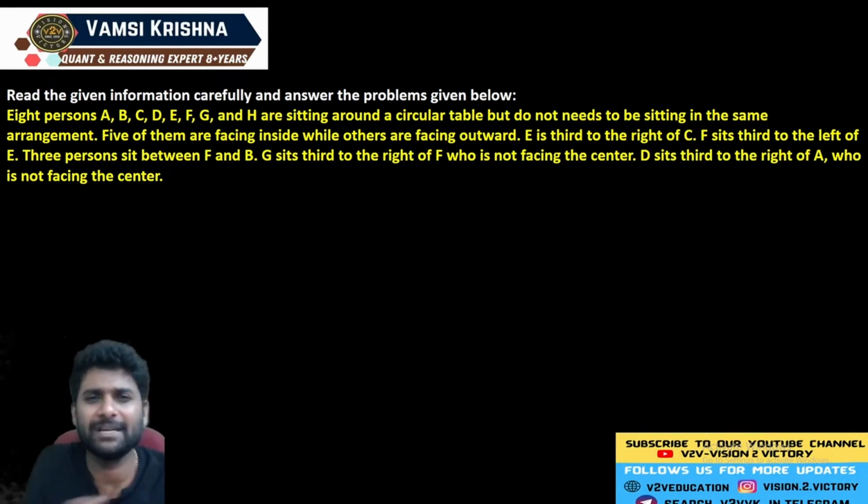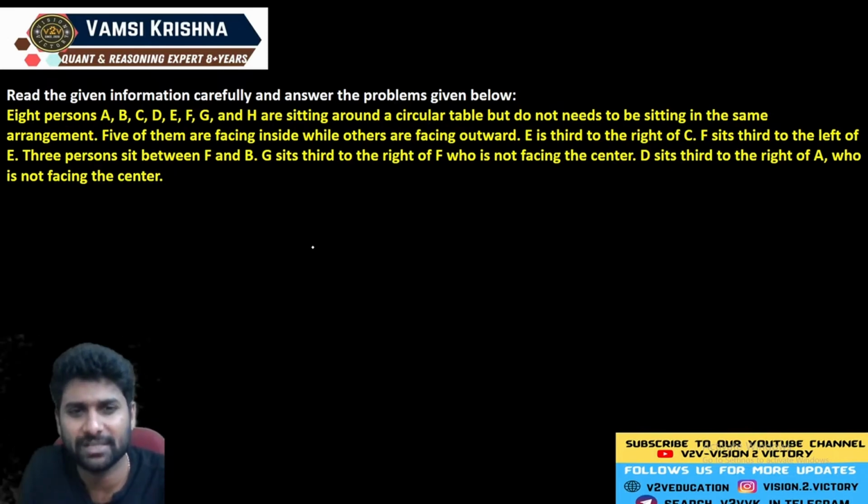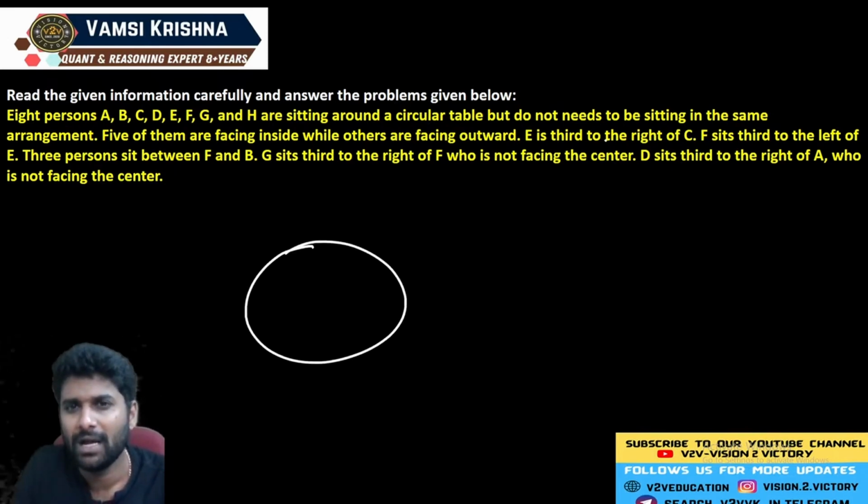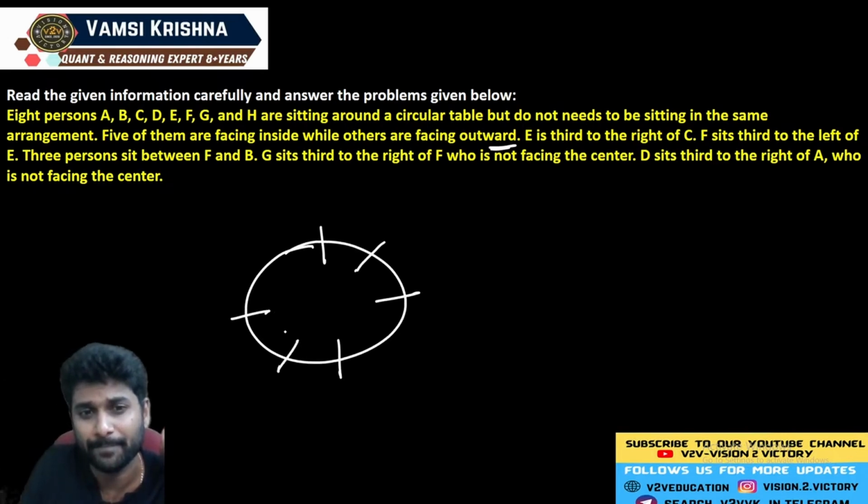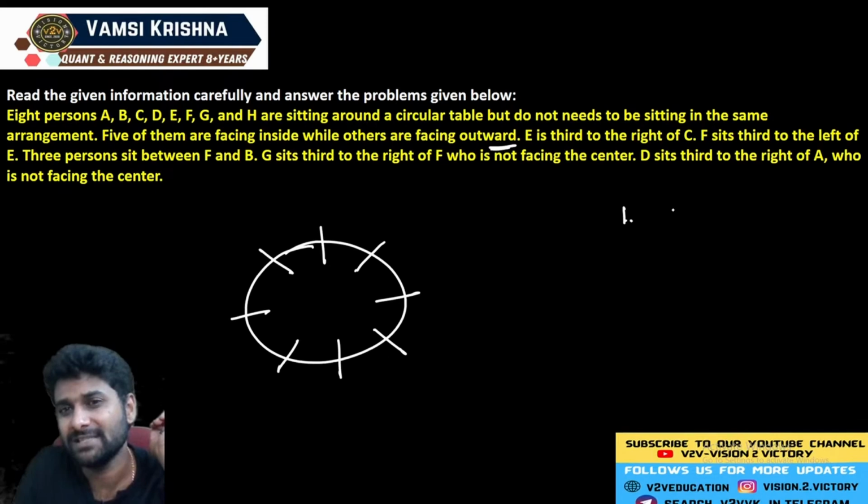Yes. Next one, see. There are 8 persons sitting around a circular table, and we don't know whether they are facing inside or outside. We have data, you should identify that. The first information says that we have to arrange 8 people. Now E is the third right of C. First right, second right, third right. E is the third right of C.